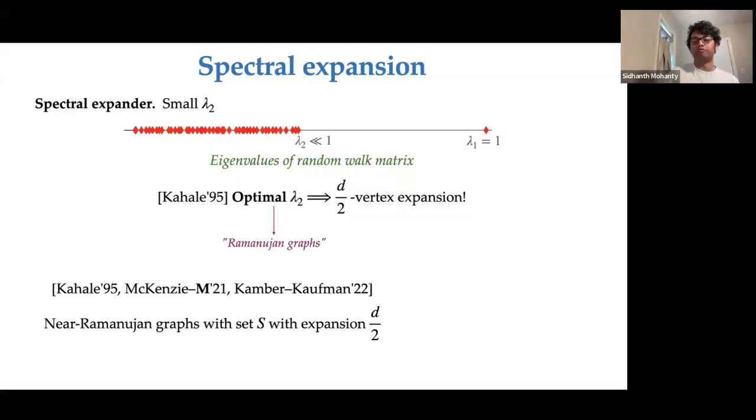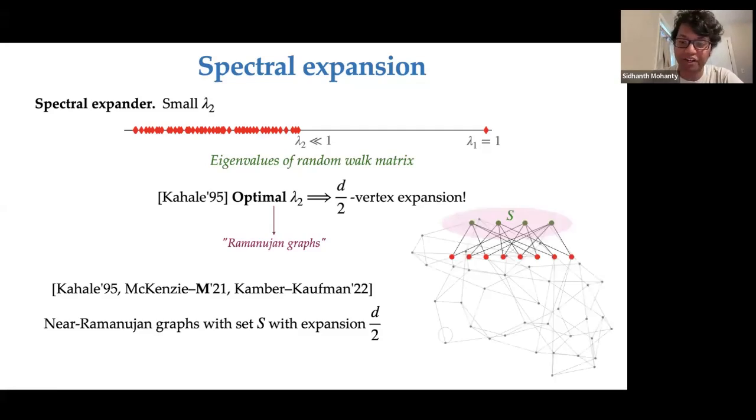And it wasn't just that Cayley's statement was loose. In the same paper, he gave an example of a near Ramanujan graph where there is a small set of vertices which has expansion actually only at most d over 2. So his theorem of optimal lambda 2 implies d over 2 vertex expansion is actually tight.